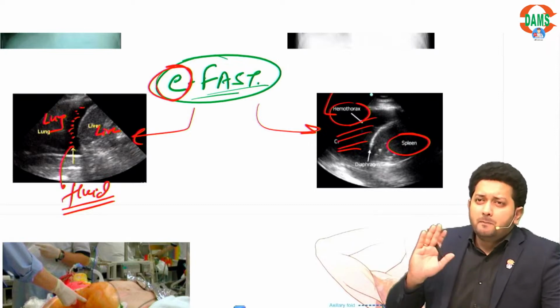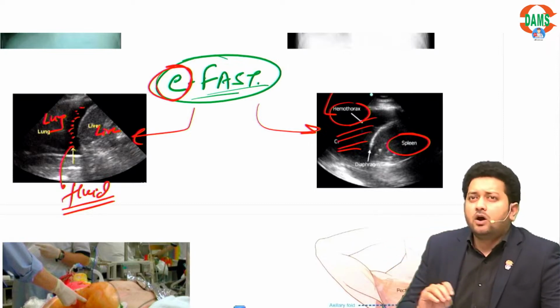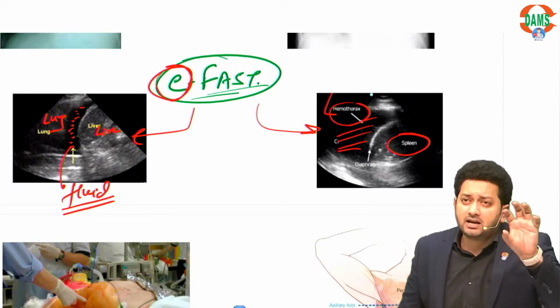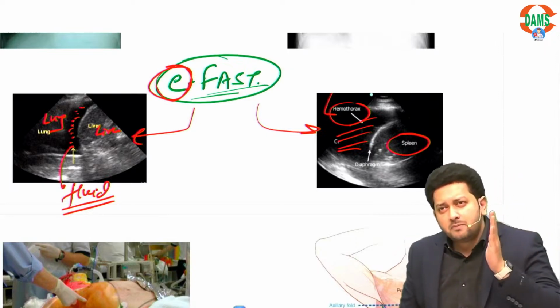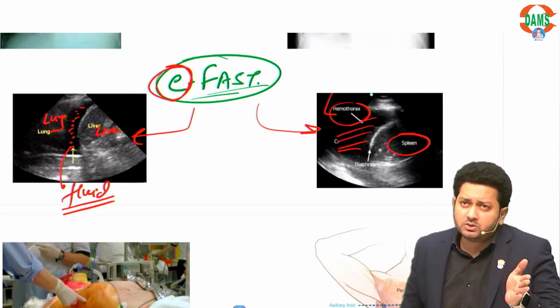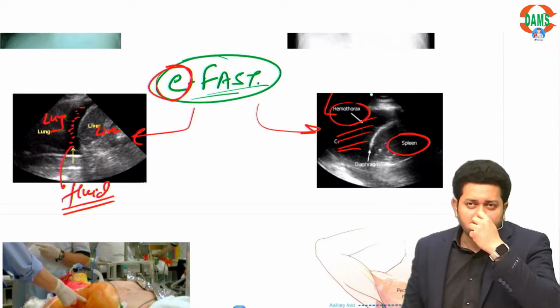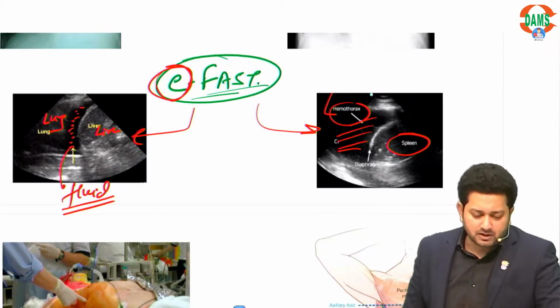On the basis of X-ray or on the basis of EFAST, you cannot differentiate. You cannot tell the character of this fluid. It can be a pleural effusion. It can be an abscess. It can be blood also. But if it is trauma, we consider it as blood.